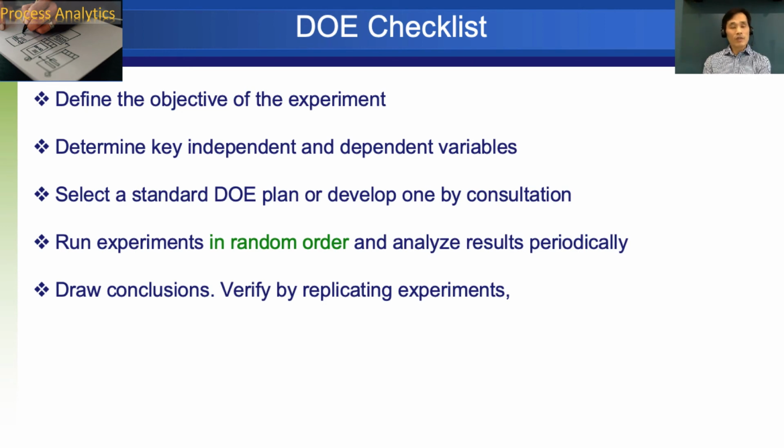Randomization is very helpful because it does not bias a result. So randomization prevents one from being biased. The fifth checklist item is draw conclusions, and you want to verify by replicating experiments. Replication is key if you want to confirm the validity of the experiments.